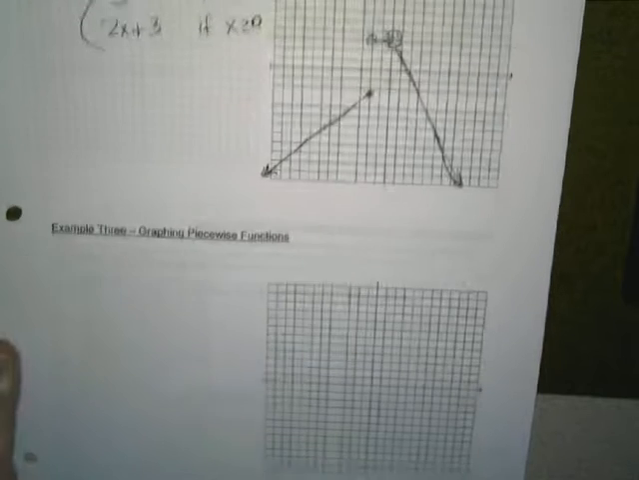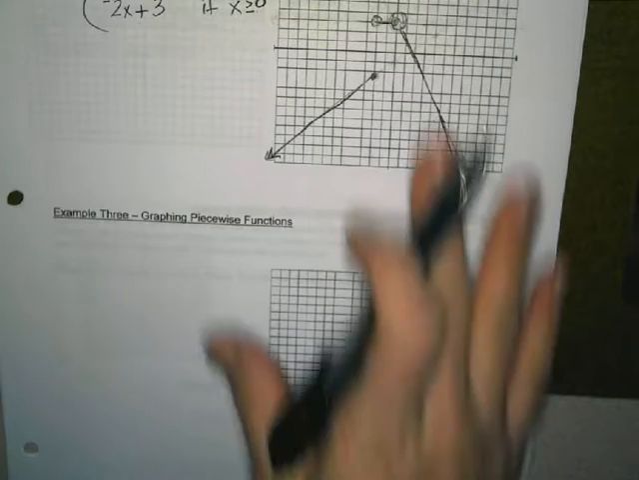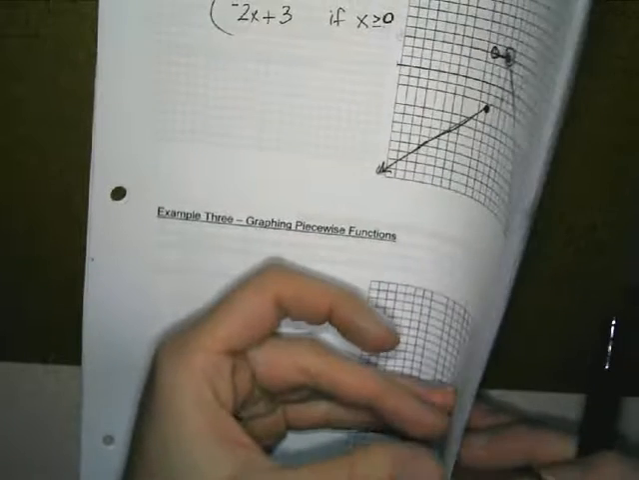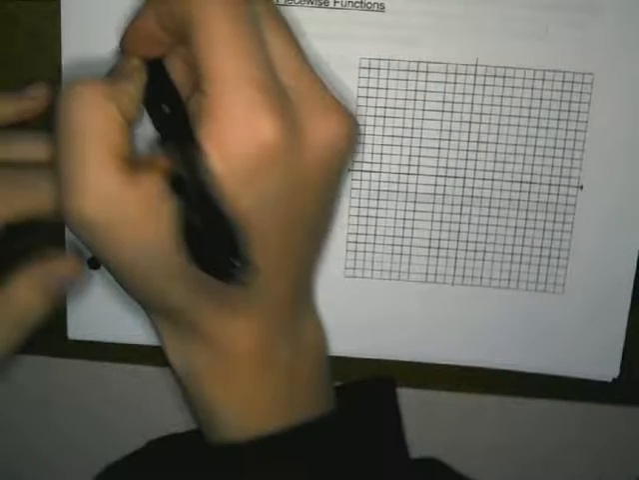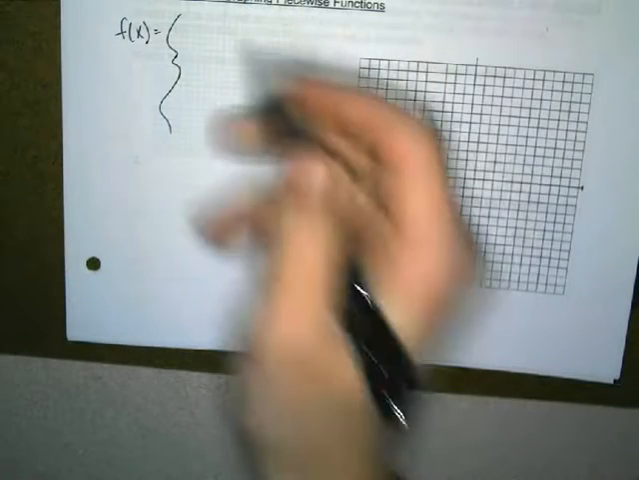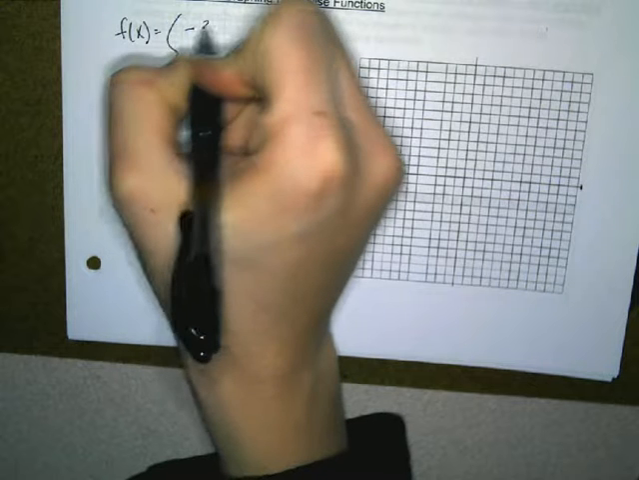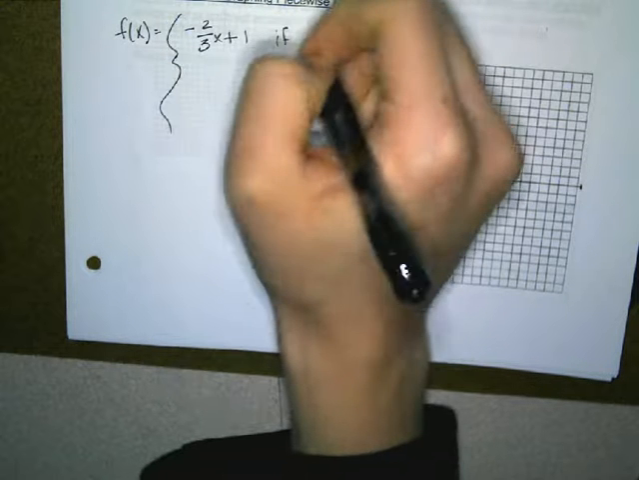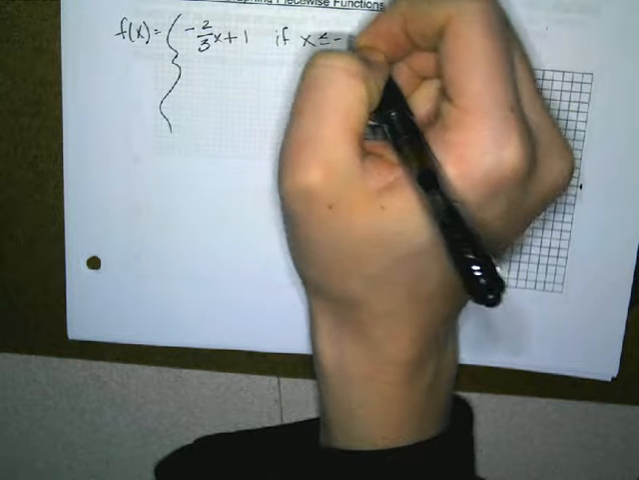Alright, I think we have time to do one more together. And then on the next page, we'll go through this together as a review for class. Plus, I think this is where the 4 type problem is. Yep. Alright, example 3. -2/3 x plus 1, if x is less than or equal to -3.